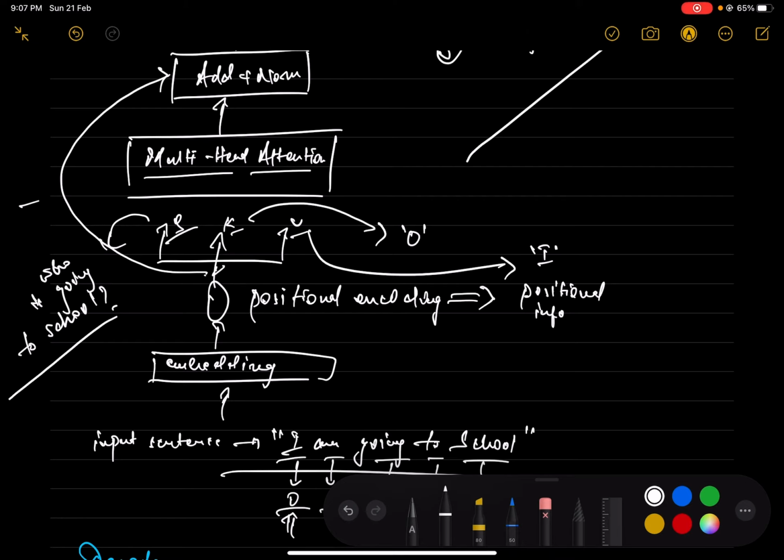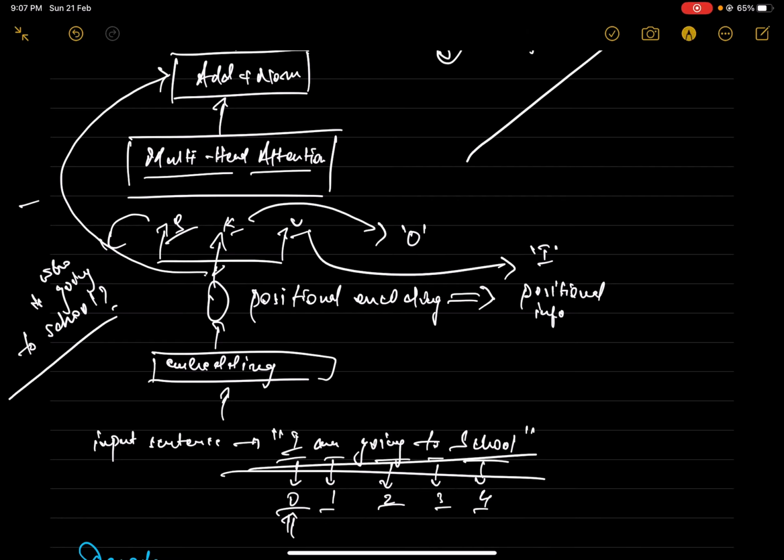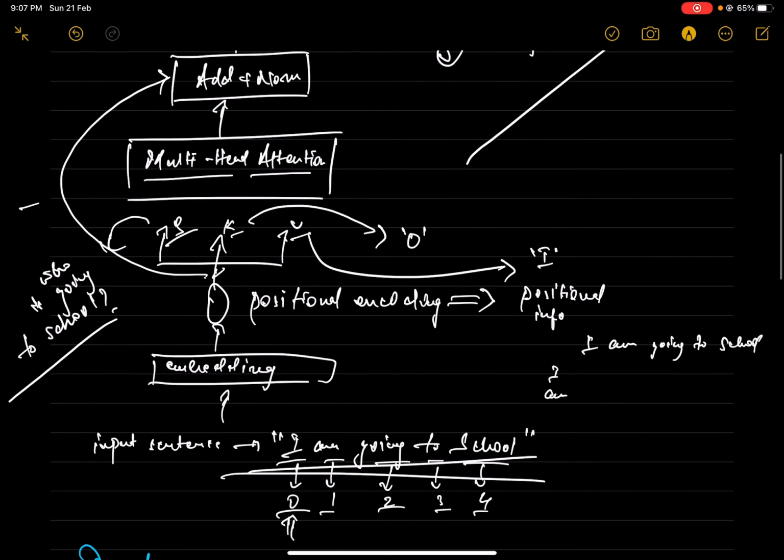So suppose you have a sentence, "I am going to school." What attention does over here is create a matrix of "I am going to school" by "I am going to school," and then it correlates how each word is related to the other. Like "I" is probably very highly related to "school," so it assigns a high positive value over here. And it is also related to "going" very much, but "I" is probably not very much related to "I."